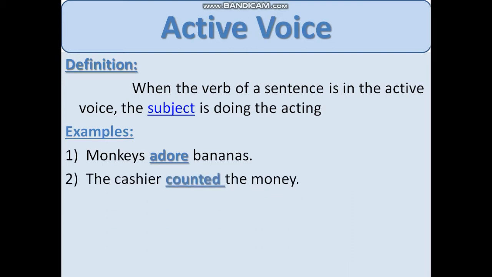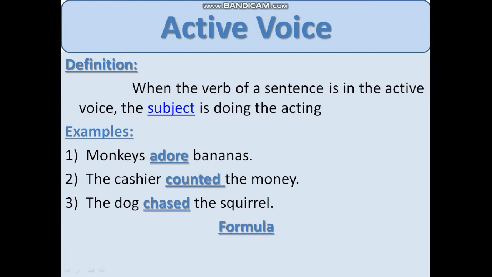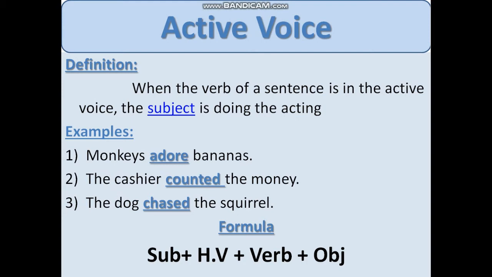Okay friends, now you can see the second example. The cashier counted the money. The cashier is the subject here. He is doing something. What is he doing? He is counting what? The money. And the last, the dog chased the squirrel. The dog is doing the verb of chasing, and he is chasing whom? The squirrel. Squirrel is the object here. So in active voice we use the formula: subject first, then helping verb, then verb in different forms, and then object.